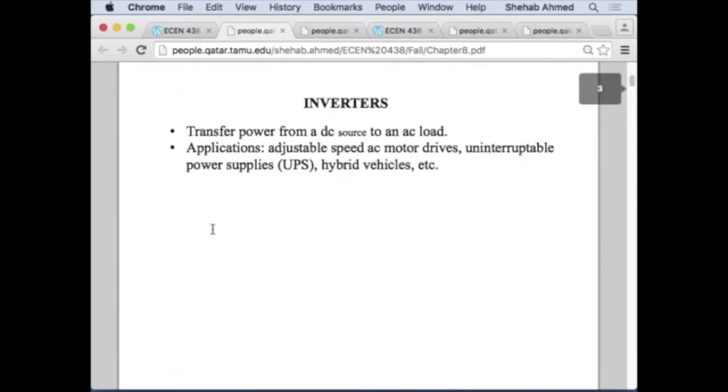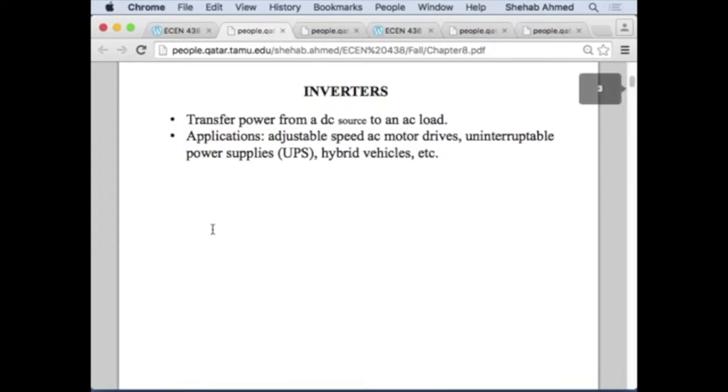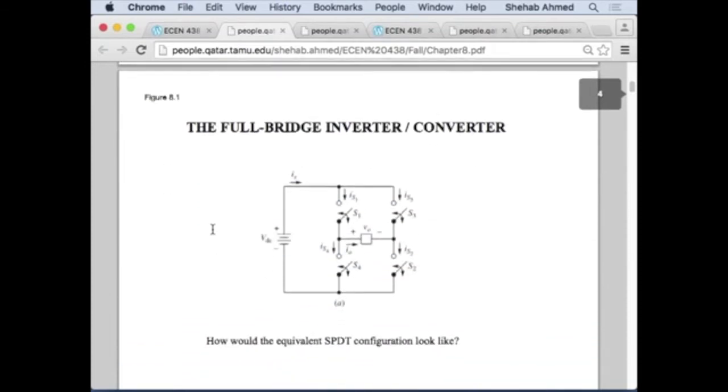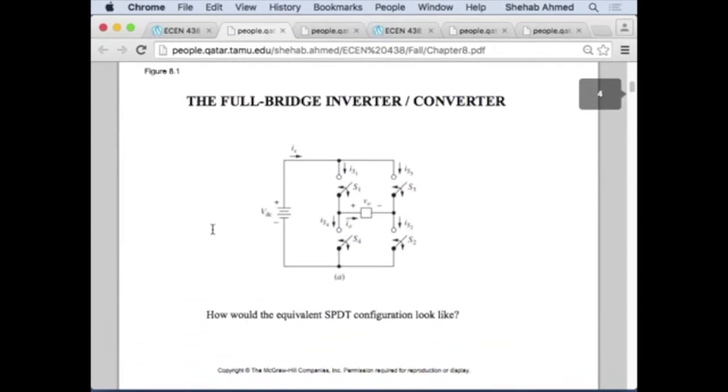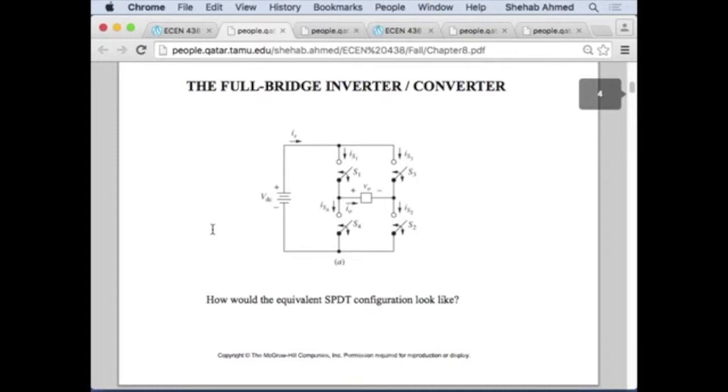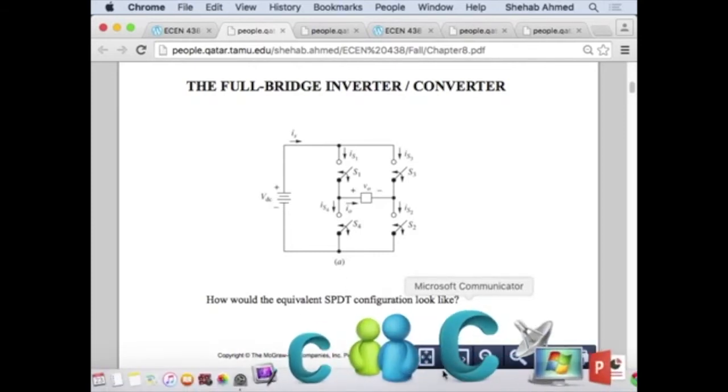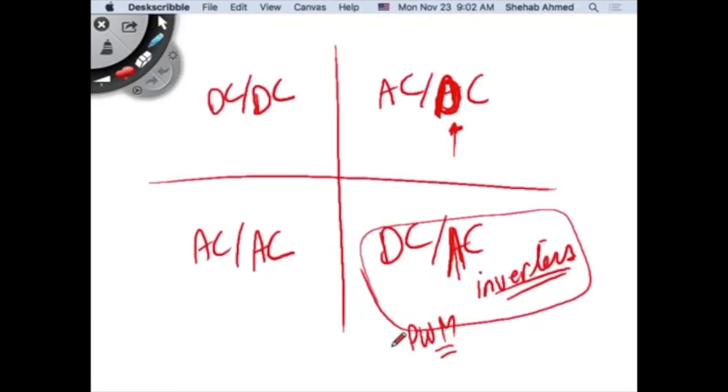Where do we use these inverters? Again, anytime we want to convert from a DC source to an AC load, like adjustable speed motor drives, uninterruptible power supplies, hybrid vehicles. There are many applications of inverters. One of the simplest inverter topologies is something you are actually building in the project, which is the full bridge inverter. You are building that with the purpose of creating DC at the end, but in the intermediate stage, you're creating high frequency AC.